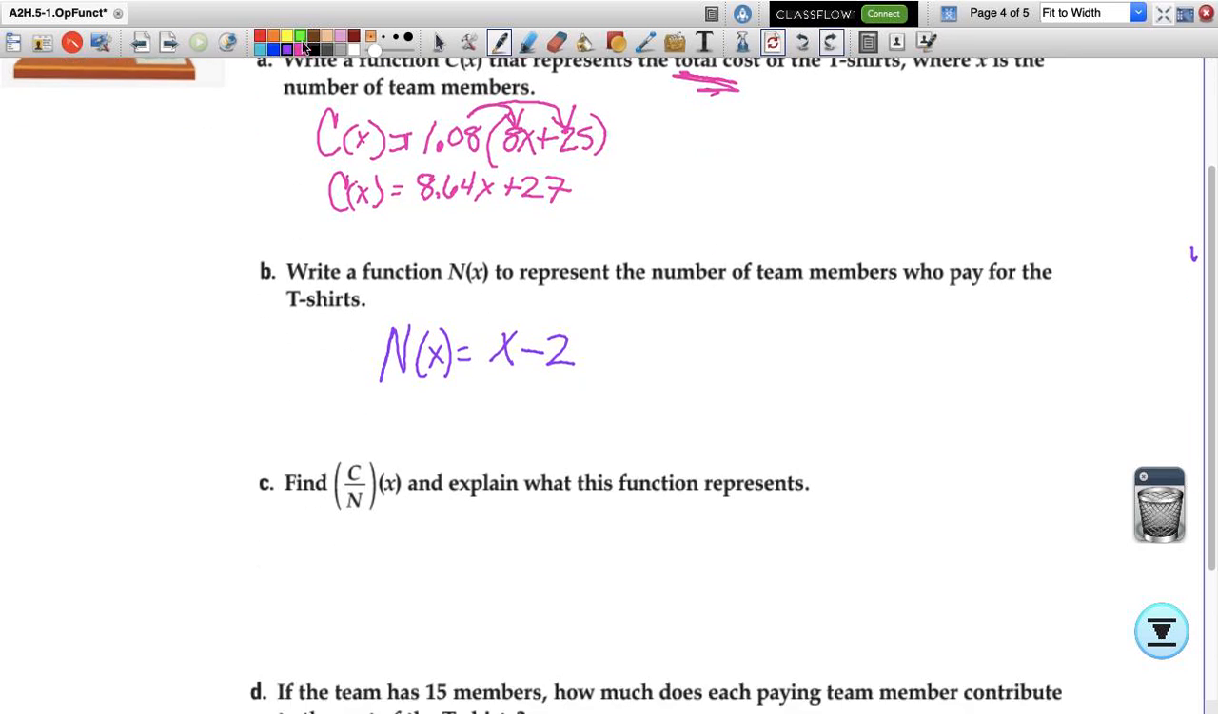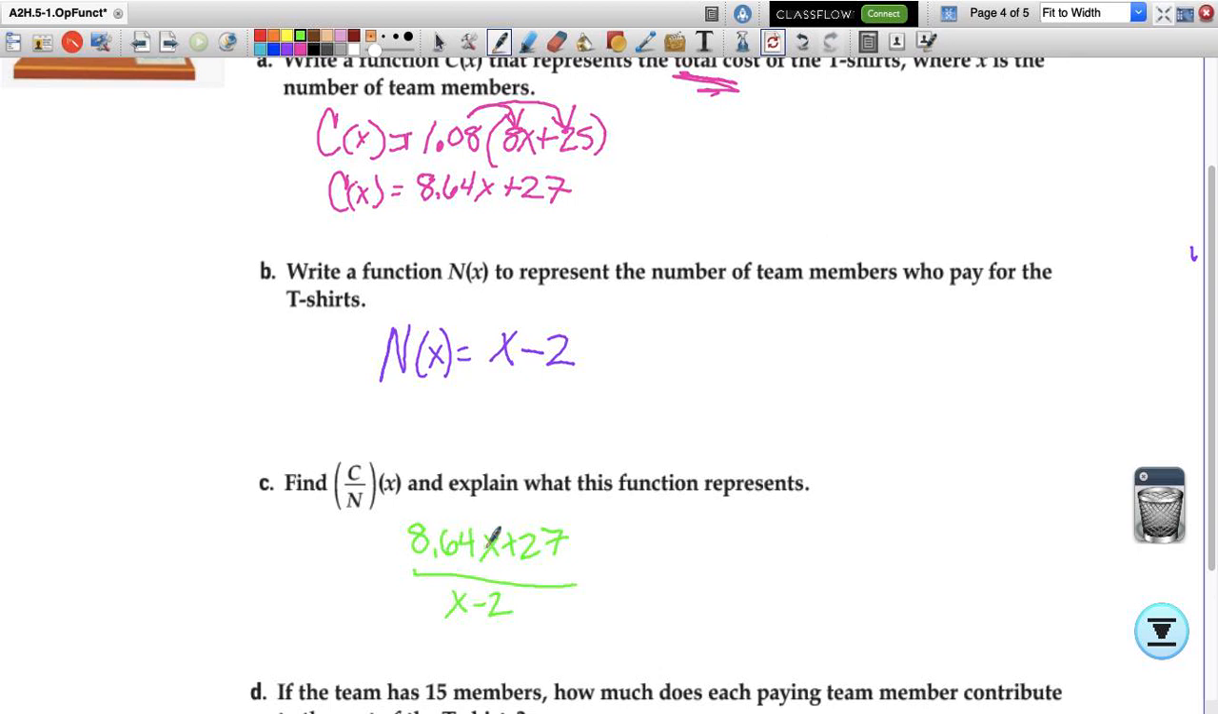Find c divided by n of x and explain what this function represents. So I'm going to do c of x, which is 8.64x plus 27. And I'm going to divide it by x minus 2. Now, we did talk about in our last problem, right? If they have a higher power here and a lower power here, you could try to divide them and see if it divides nicely. However, this does not seem to be able to do that because these powers are the exact same. Okay, so I'm going to leave it simplified like this.